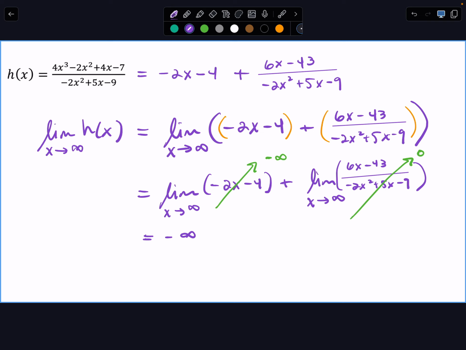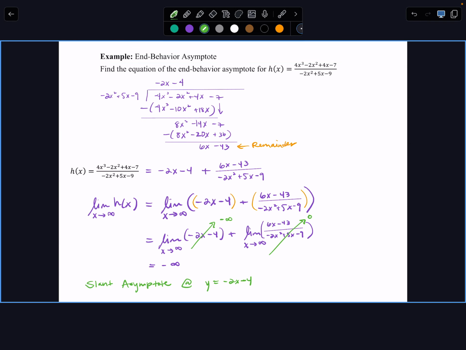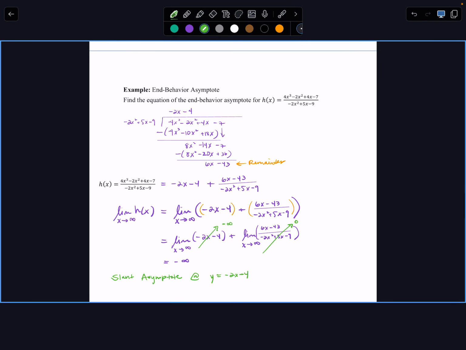Because the function is approaching negative infinity and positive infinity, but in the same way as y equals negative 2x minus 4. Like if we were to look at the graph, and before I switch over to Desmos, I can conclude that there is a slant asymptote at y equals negative 2x minus 4. Which you knew from pre-calc identifying a slant asymptote. You just did the polynomial long division and you're like, hey, the quotient ends up being a slant asymptote.